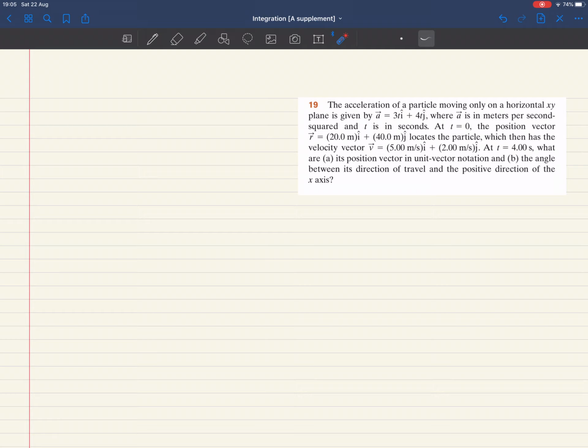Okay, so we're given that this particle, when time is equal to 0 seconds, is located at 20 meters i hat and 40 meters j hat. And we're also given that its velocity at that instant is 5 meters per second in the x and 2 meters per second in the j. Now they ask us what is the position of such a particle when time is 4 seconds. Okay, we're given an acceleration and we are to find the position.